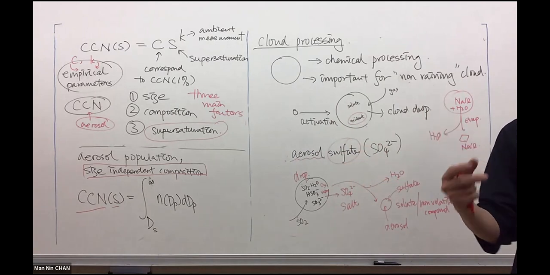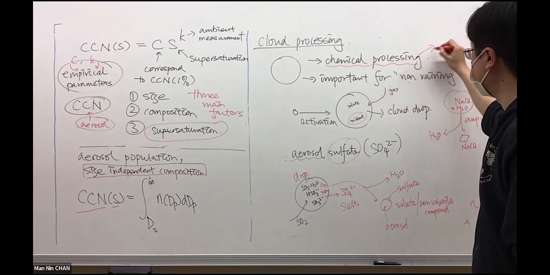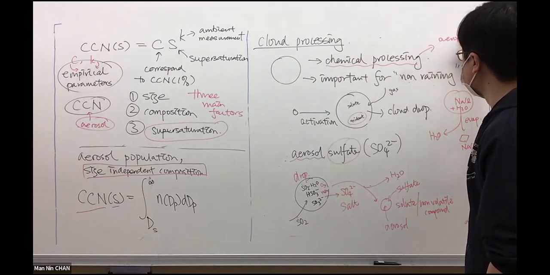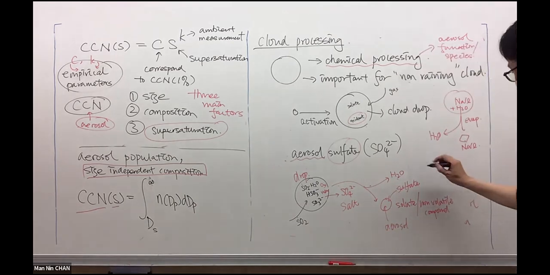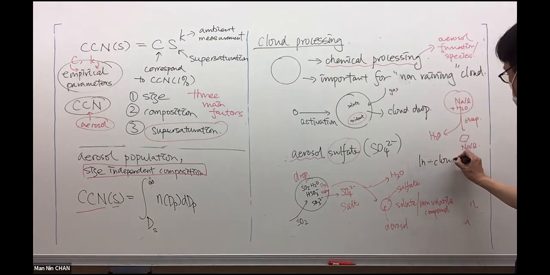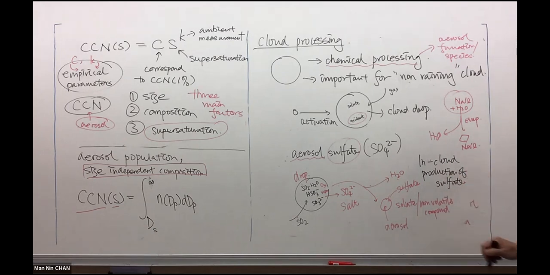The idea is the cloud processing can also give you some aerosol formation or some species. In this case, it's the sulfate. So this is what we call the in-cloud production of the sulfate. This is called the in-cloud process production of the sulfate.